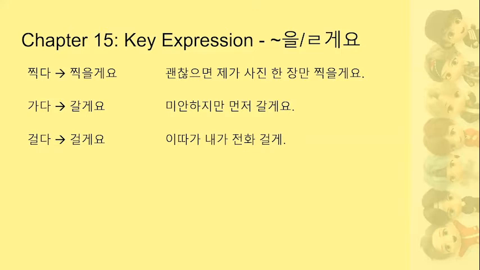Next, we have a verb with a vowel ending. So take off 다 and add ㄹ to the first syllable and then add 게요. So we get 갈게요. The example sentence, 미안하지만 먼저 갈게요, which means I'm sorry, but I'm going to leave first. Then we have the ㄹ irregular verb. For this, you take off 다.